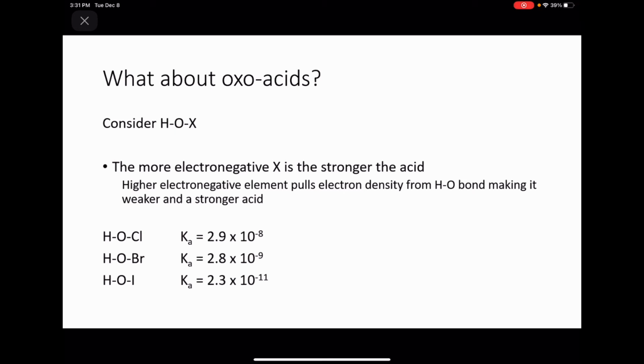And chlorine is above bromine, is above iodine. Remember, if we go down the table, the electronegativity gets less, right? So the smaller elements are more electronegative, larger elements are less electronegative. And so you can see the acid strength, 10 to the minus 8 for HOCl, 10 to the minus 9 for HOBr, 10 to the minus 11 for HOI. So it follows that trend.